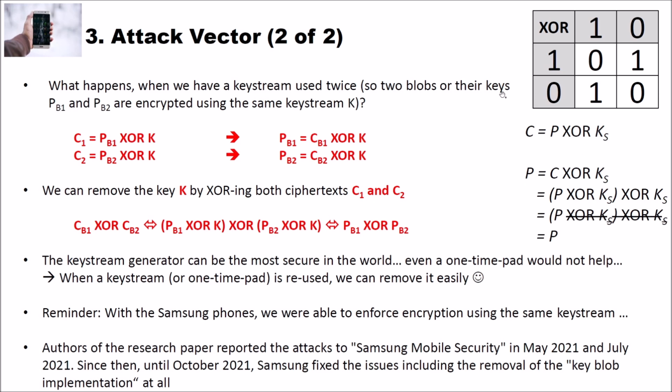So two blobs, or their keys, that we call plaintext B1, this is the first key, and plaintext B2, this is the second key. They are encrypted using the same key stream K, because the key stream K is only based on the IV and on the cryptographic key, and we can take care that these are the same for PB1 and PB2, so the key stream K, the generated one, is the same. Let's have a look how this works. So the ciphertext 1 is generated by PB1 XORing with the key stream K.